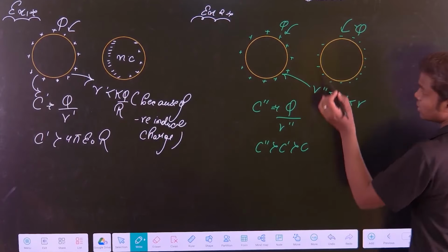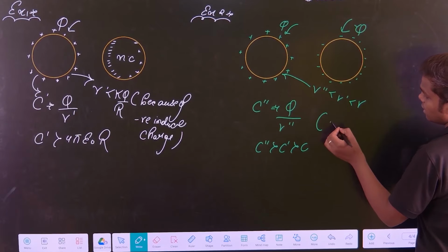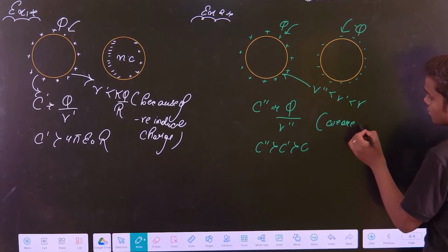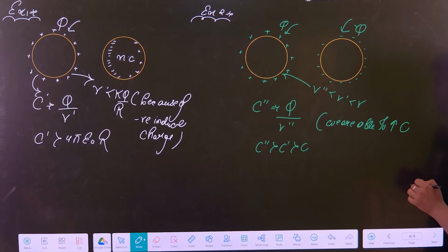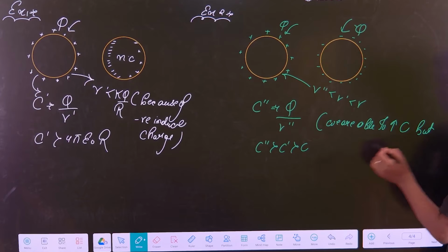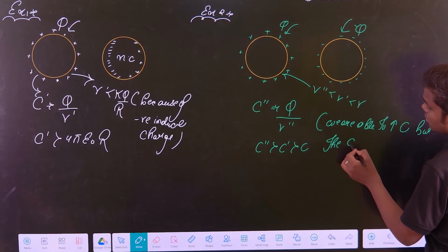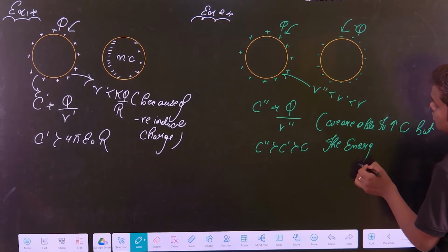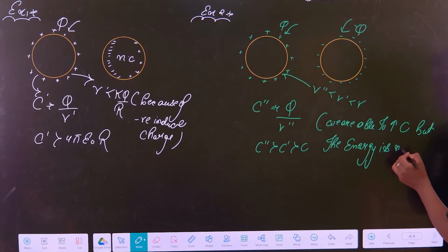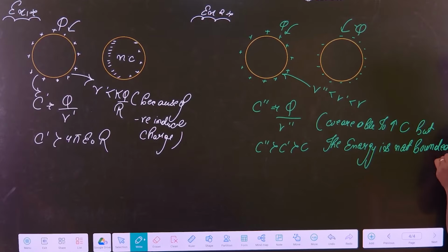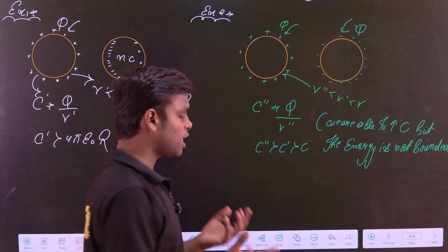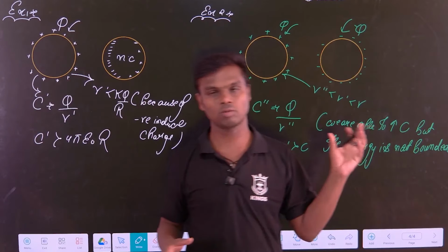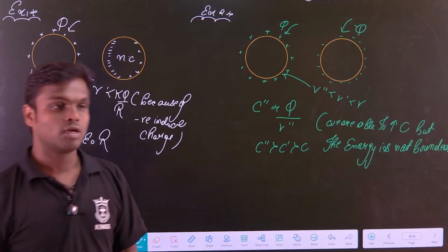Here, in this experiment, what they have concluded is that we are able to increase the capacitance, but the energy is not bounded. So that is a problem. To solve this problem of energy not being bounded, what did they do?